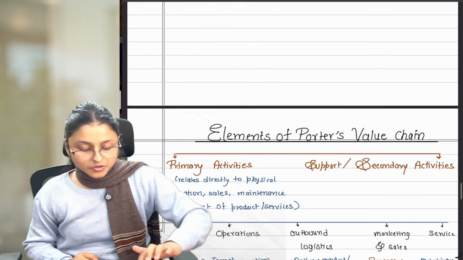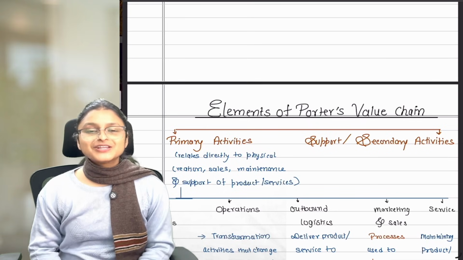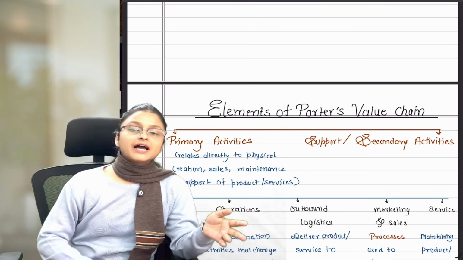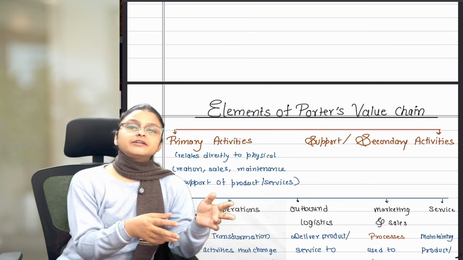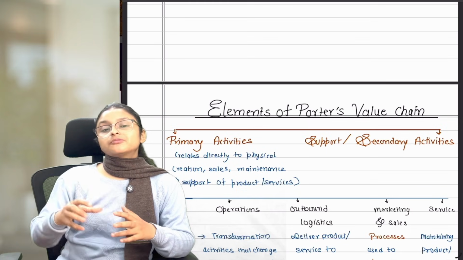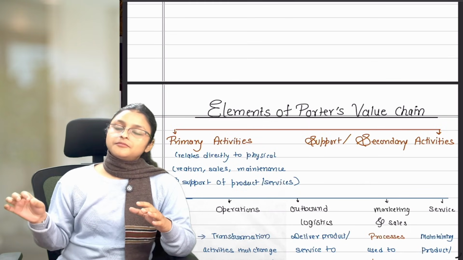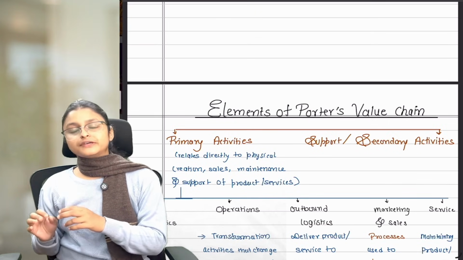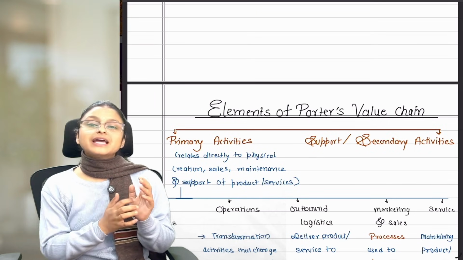Okay. Now moving forward to elements of Porter's value chain. We have two different types of elements. First one is primary activities, which are the main activities of taking the raw material, converting it into a finished product and providing it to the customer. But we also have some secondary activities which are known as support activities, which support our primary activities.